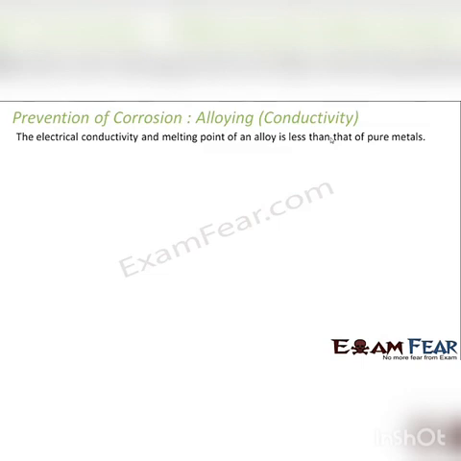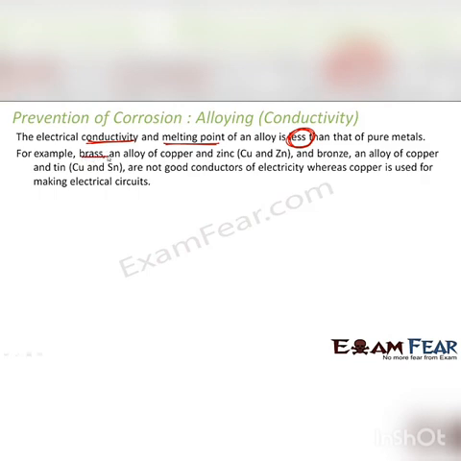Now, conductivity of an alloy is generally less than pure metal. Just please note, it is generally less than pure metal. Correct? So if we talk about conductivity and melting point, both of an alloy are less than pure metal. For example, brass is the alloy of copper and zinc.